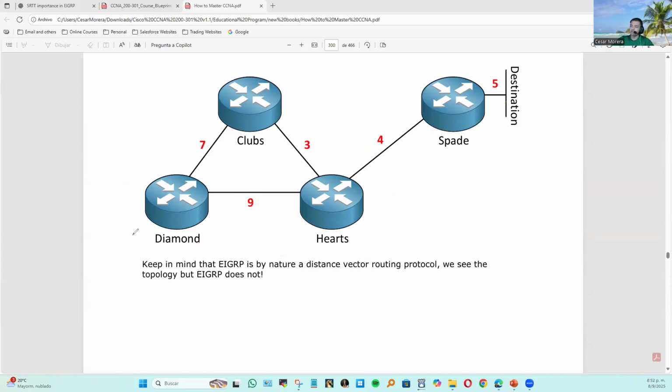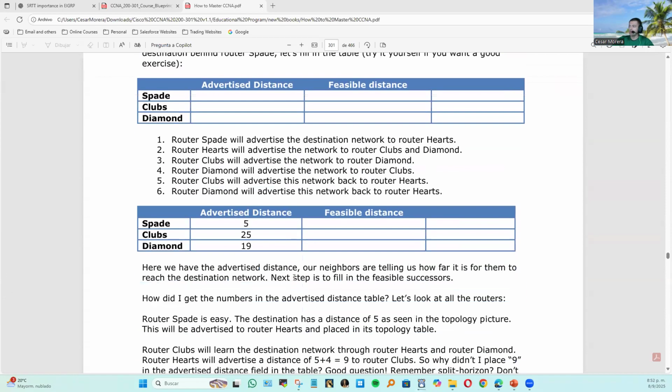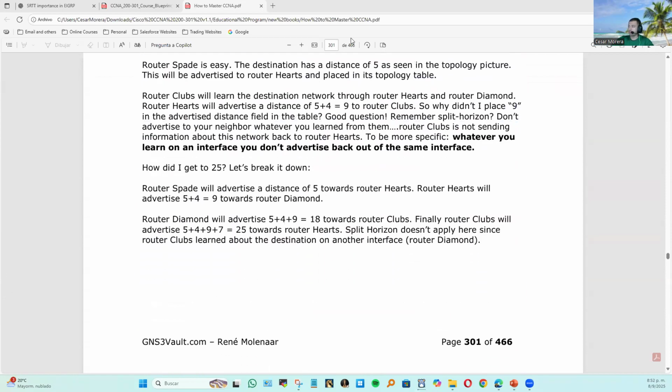So let me just clear this, and let's move down, and you will see the explanation. Router diamond will advertise 5 plus 4 plus 9 towards router clubs, and we get a total of 18. Then the other one was 25, which was 5 plus 4 plus 9 plus 7, the last one that we were doing. Split horizon doesn't apply here since router clubs learns about the destination on another interface, from router diamond.